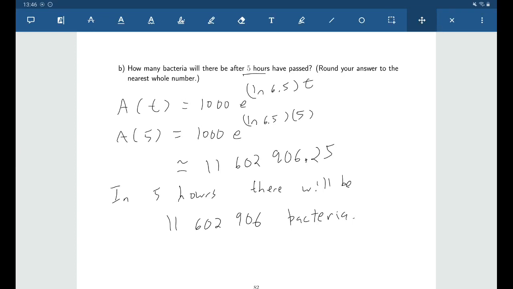One thing that you might be wondering about is, well, what about bacteria that might have died during those 5 hours? And that's something that's not part of our exponential growth formula. This is why it's uninhibited exponential growth. We're not taking into account any limits on the population size, and we're also not taking into account any bacteria that might have died. So if you're thinking about what the assumptions are, we're just assuming that once something is created, it will be there forever. So these bacteria never die in our minds, at least. So that's why we've got 11,602,906 of them.